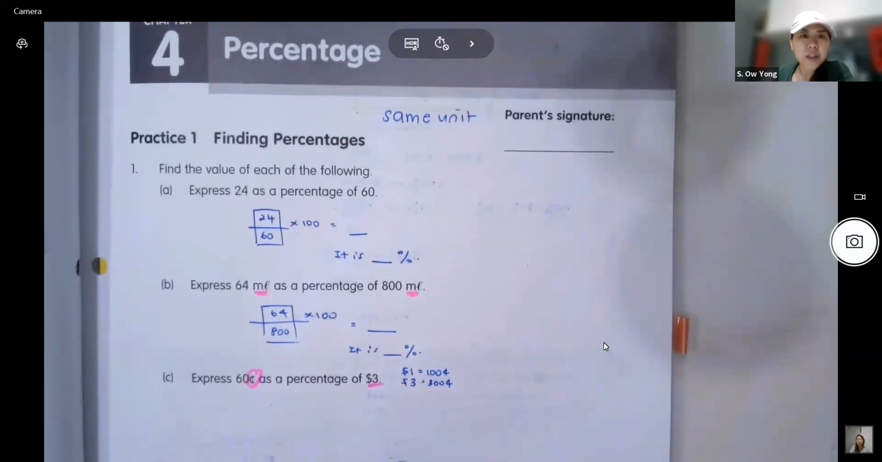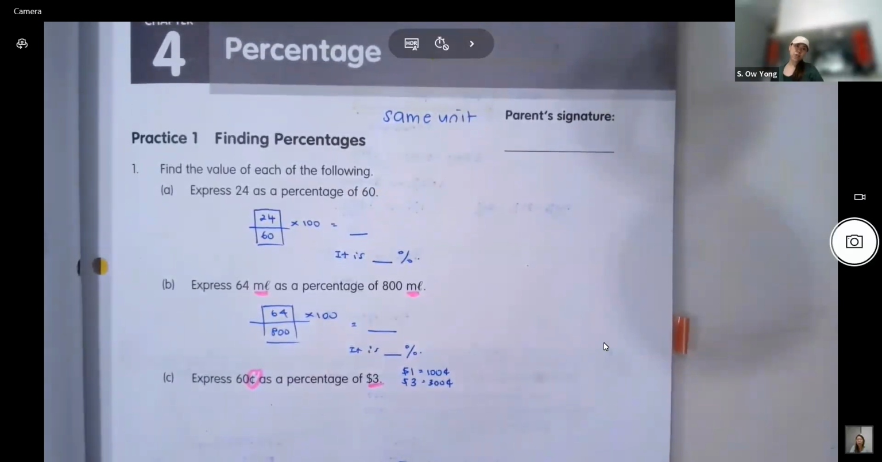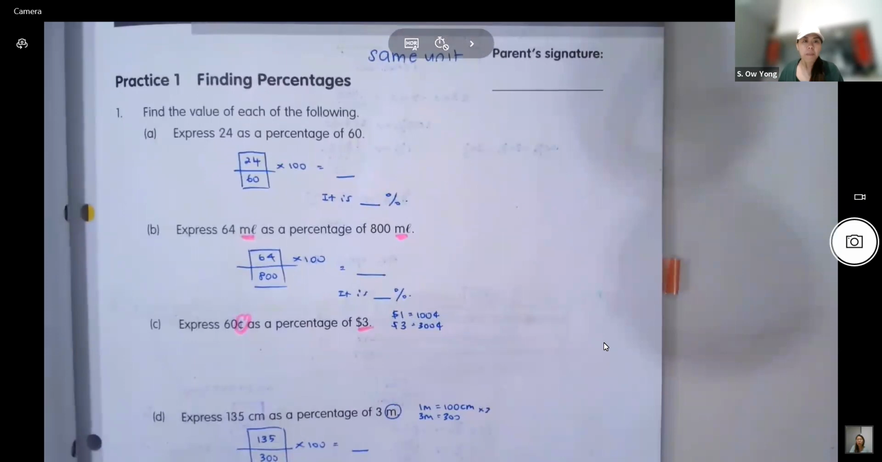All right, students, we are going to look at practice 1 of the percentage homework book. I'm going to make very short video clips on percentage, practice 1, then practice 2, and so forth. So you take a look at page 77, percentage.